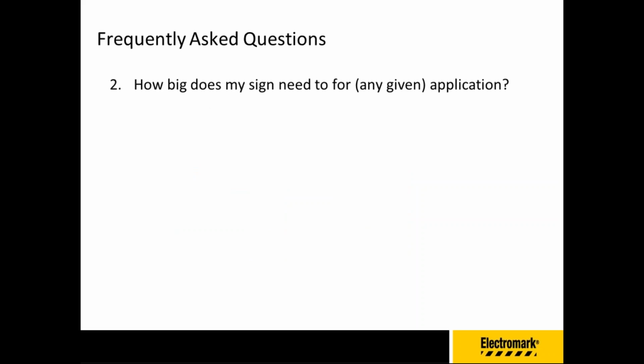The next frequently asked question: how big does my sign need to be for any given application? Again, there's nothing in ANSI and nothing in any regulations or codes that says, for instance, a sign on a substation enclosure, or a label or tag on a locked pad mount equipment enclosure, needs to be any given size.